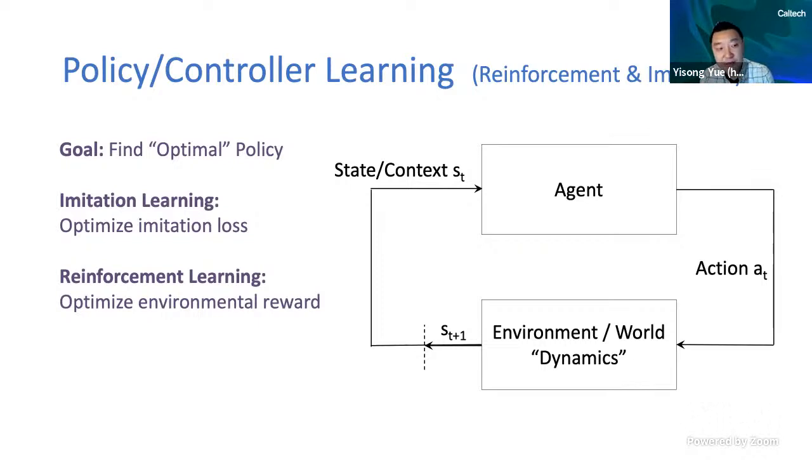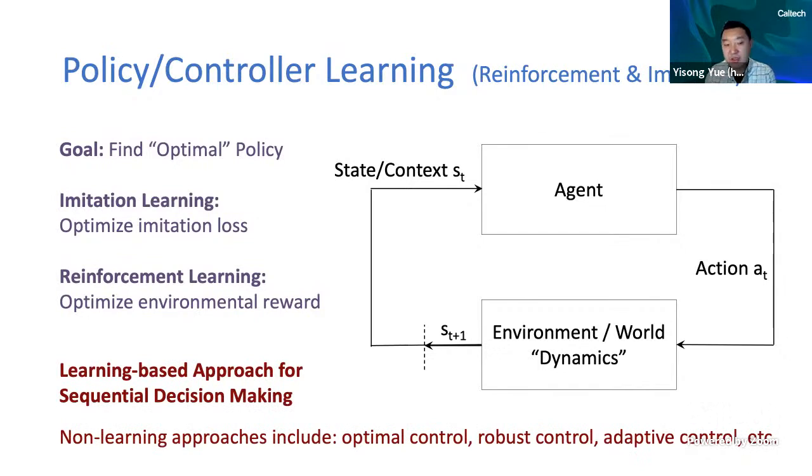In imitation learning, that optimality is defined as minimizing some kind of imitation loss with respect to demonstrations provided by some kind of expert. In reinforcement learning, the environment itself is endowed with a reward function that you also observe, and the agent's goal is to optimize the cumulative reward that it receives along with the states. You can think of this as a learning-based approach for sequential decision-making. And of course, there are non-learning-based approaches too that have arisen in control and planning.